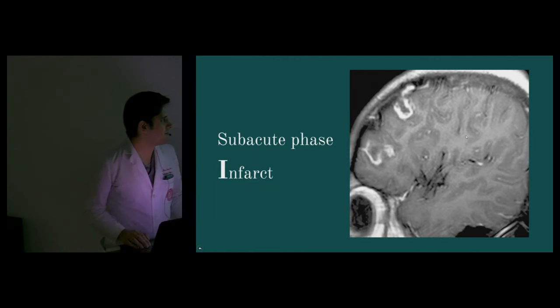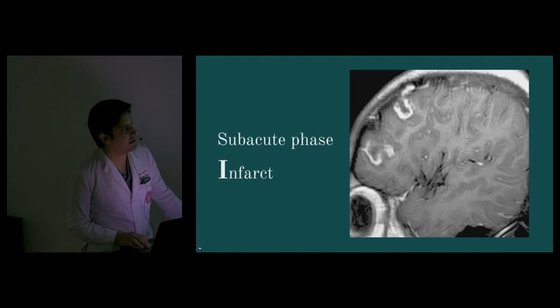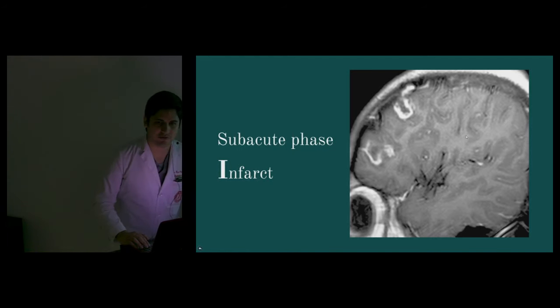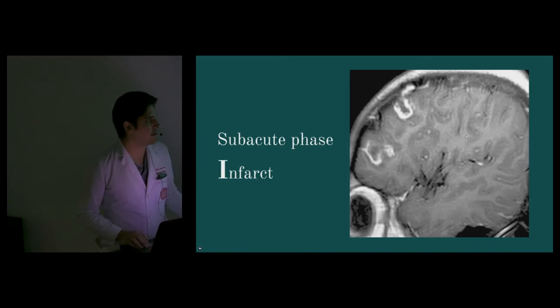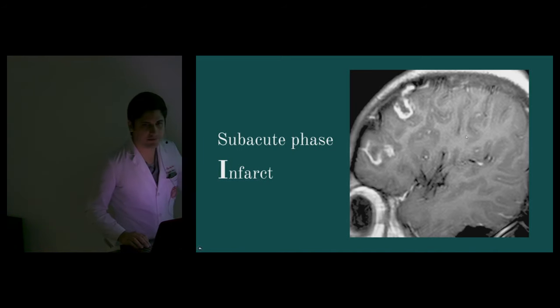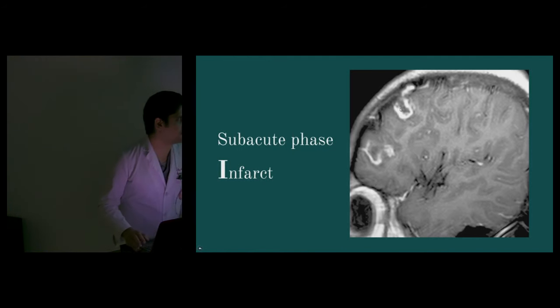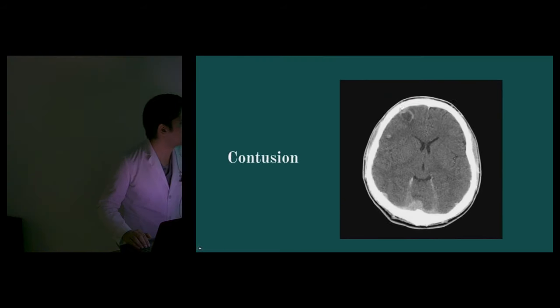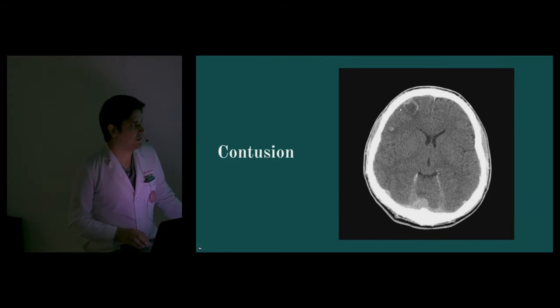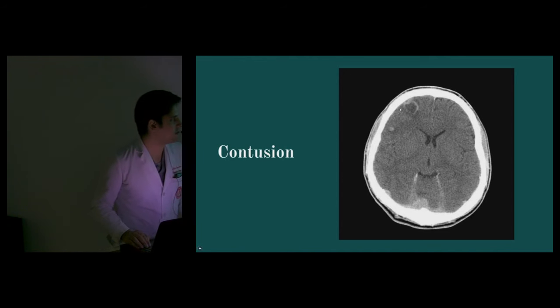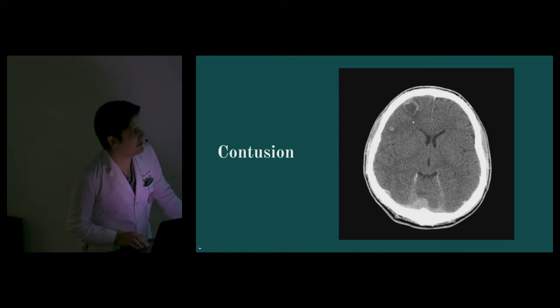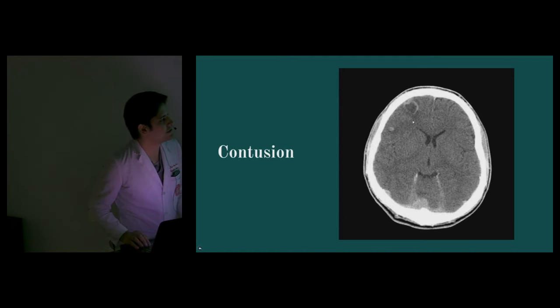The I comes for subacute infarct. The infarct only shows enhancement during the first 2 weeks, and it tends to be gyriform. The enhancement follows the form of the gyri. And the contusion, well, the history of trauma is also important. These lesions could enhance also in CT and MRI images.